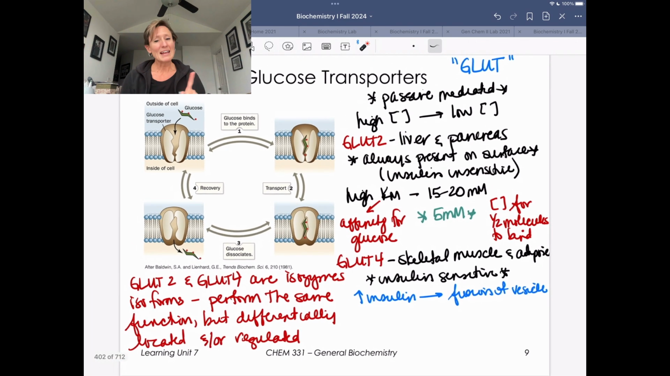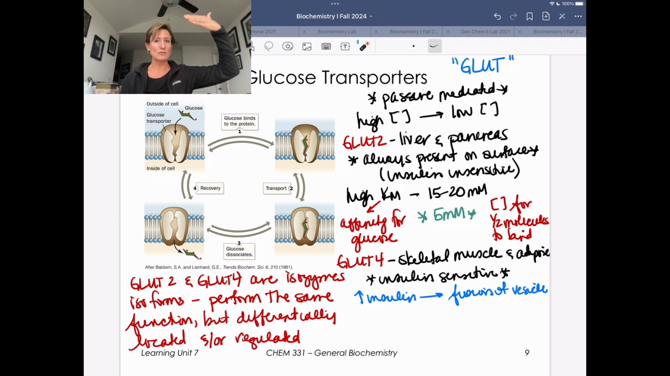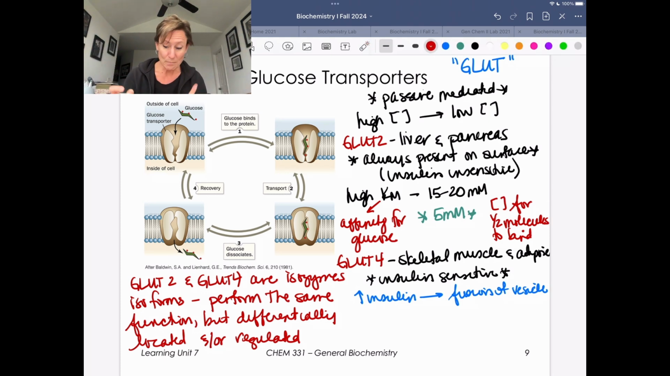Okay, so let's talk about the GLUT4 receptors then. These ones are insulin sensitive. So again, what happens as your blood sugar levels rise? Your pancreas secretes insulin, and then that is going to be the signal to fuse intracellular vesicles that are full of these GLUT4 receptors. They're going to fuse with the membrane surface, and they're going to display these GLUT4 transporters on the surface.